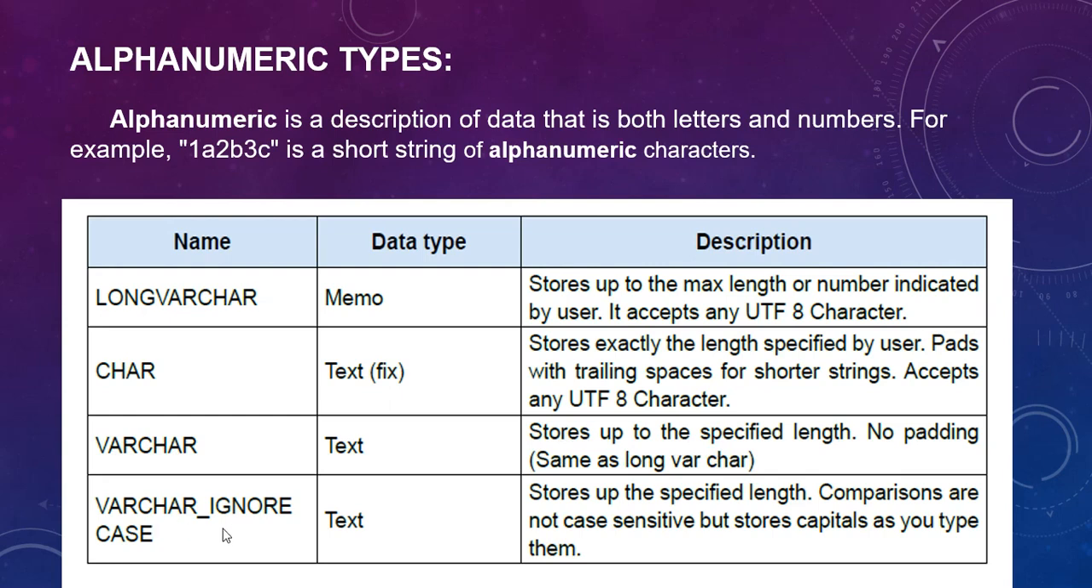Next one, varchar ignore case. Case means uppercase, lowercase. Uppercase means the data must be in capital letters. Lowercase means data in small letters. It stores up to any specified length. The comparison is not case sensitive. Whatever case you want to type, you can type. If you want to type only uppercase, you can store uppercase, otherwise lowercase. It won't show any error when you're typing. That's why you can use varchar ignore case.